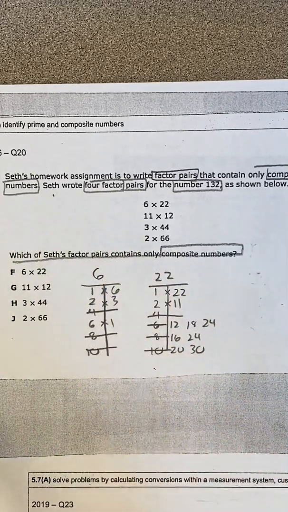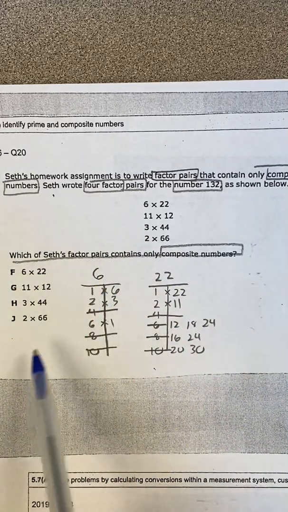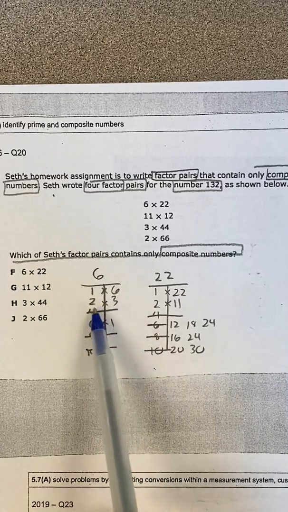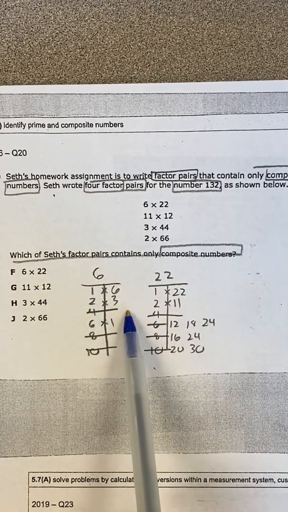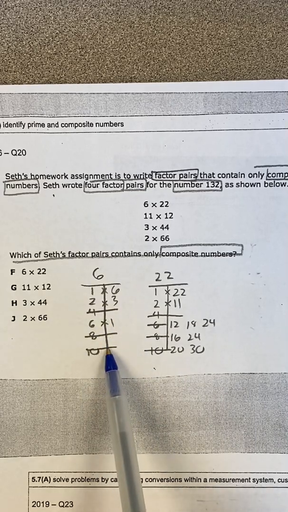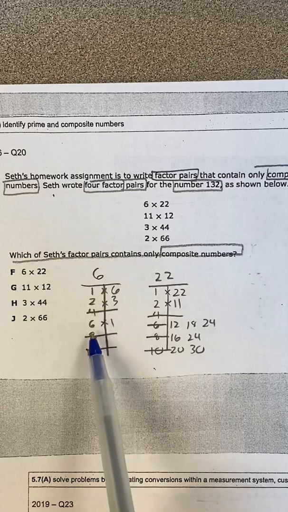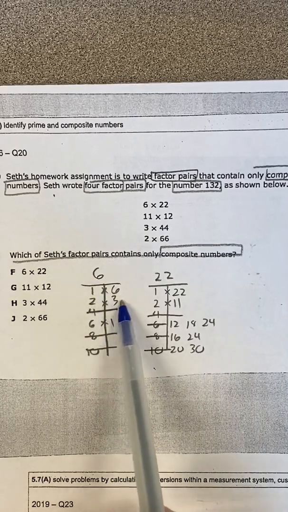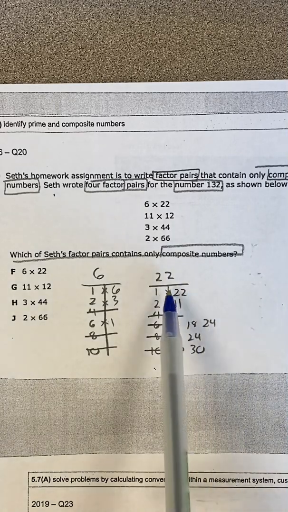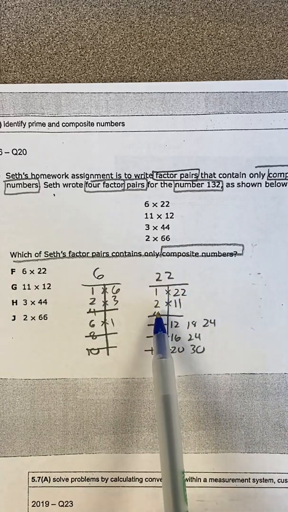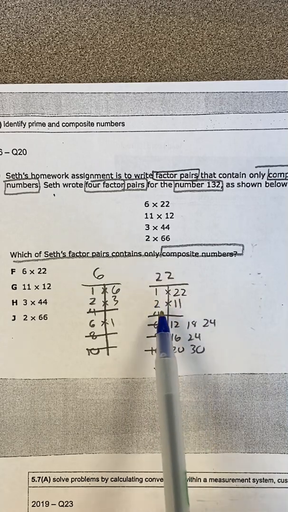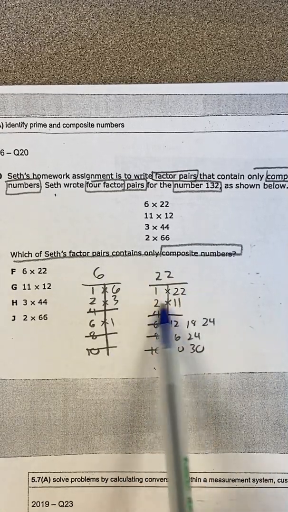So I take my 6, okay, 6 is even, so that's 1, 2, 4, 6, 8, 10. I can do 1 times 6 and 2 times 3. Nothing times 4, but I can do 6 times 1. Nothing times 8, nothing times 10. So 6 is composite because it has at least 4 factors. Now let's take a look at 22. 22 is even, so I got 1, 2, 4, 6, 8, 10. All right. I could do 1 times 22 and 2 times 11. So that's all I really need.